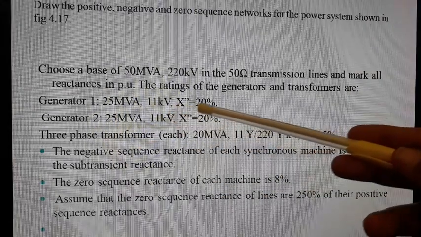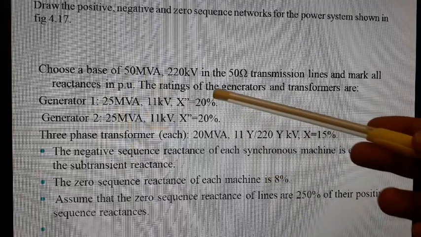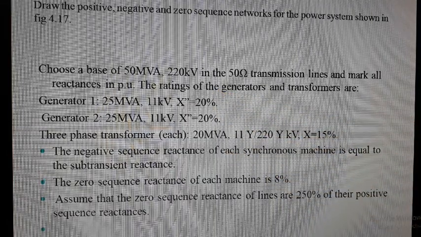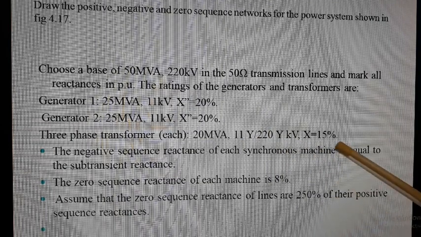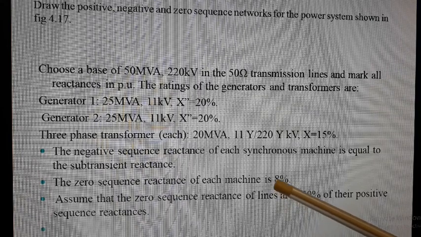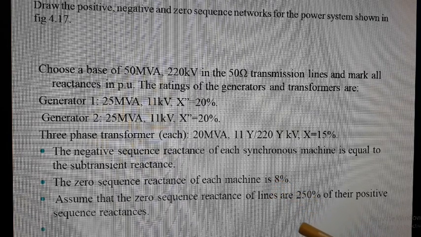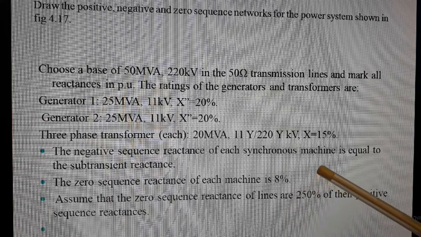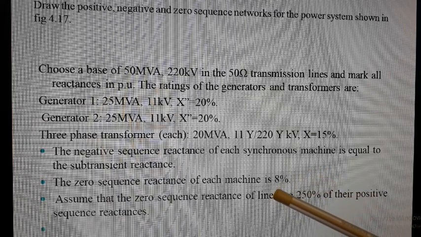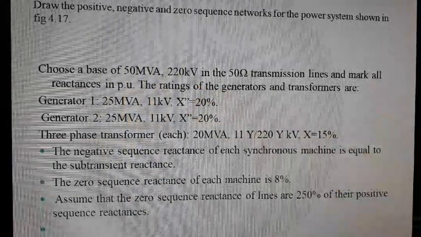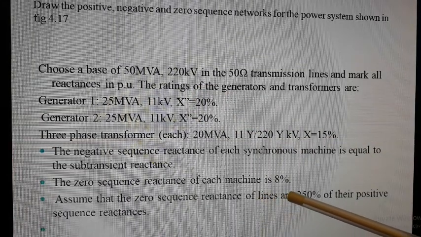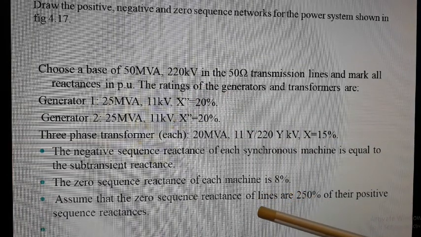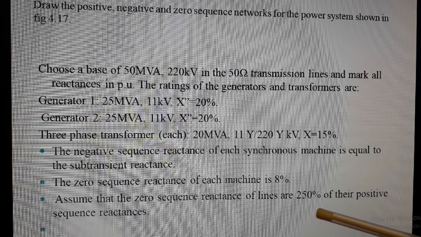So MVA rating, kV rating, reactance values have been given for generator 1, generator 2, transformer. Transformer is 11 by 220 kV transformer, whose reactance has been given. And other data given are the negative sequence reactance of each synchronous machine equal to subtransient reactance, as subtransient values are given. Zero sequence reactance of each machine is 8%. And zero sequence reactance of the lines are 250% of their positive sequence reactance.